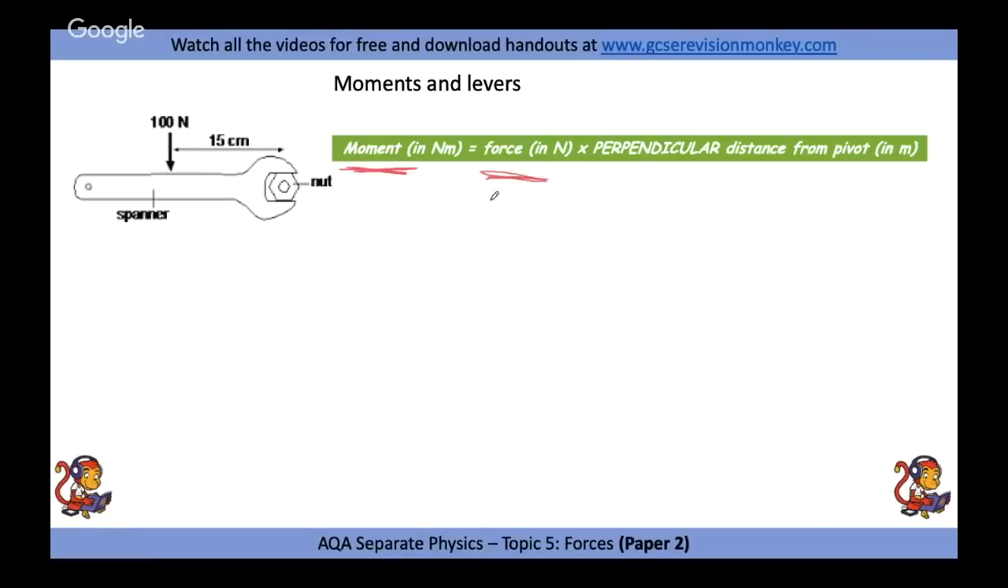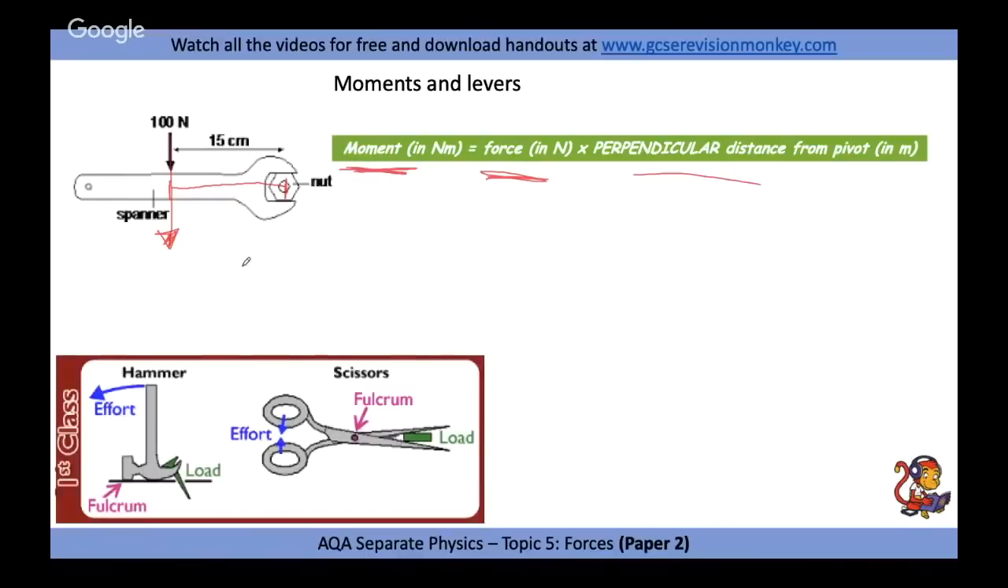I'm applying times the perpendicular distance from the pivot. Perpendicular distance means, so here is my force being applied to this spanner here, the distance at 90 degrees from that force up to the center of my pivot. So that is my distance there. On this spanner, that wouldn't matter too much. It'd be fairly easy to take that measurement. But in different situations, it might be harder for you to take that measurement. So really important is at 90 degrees to where the force is.